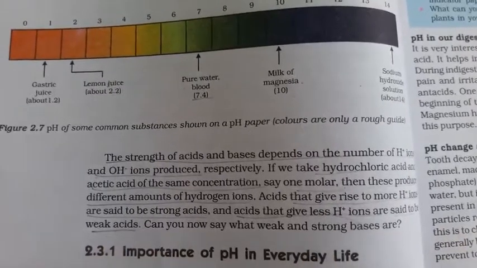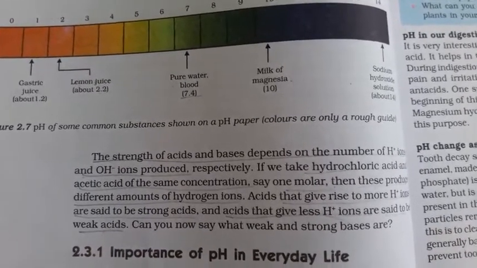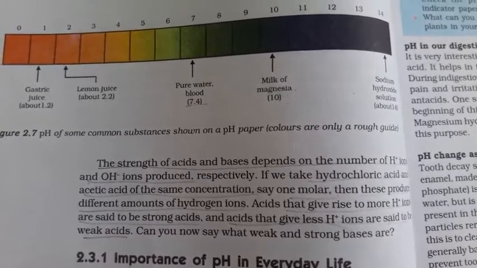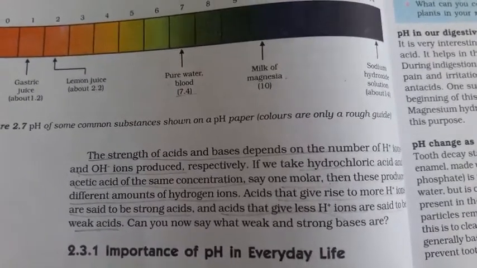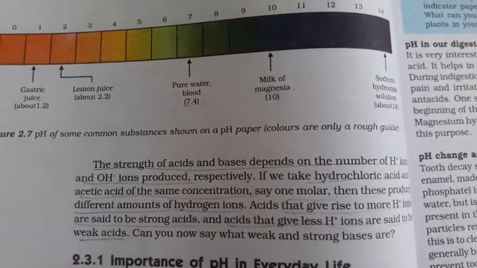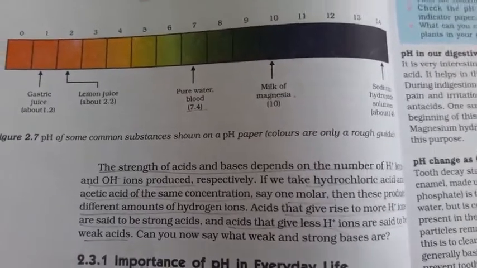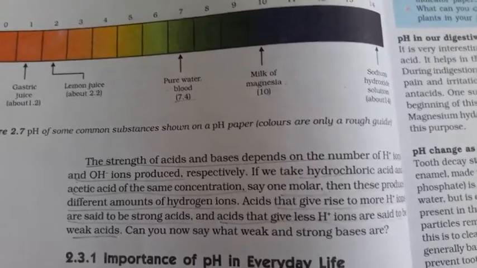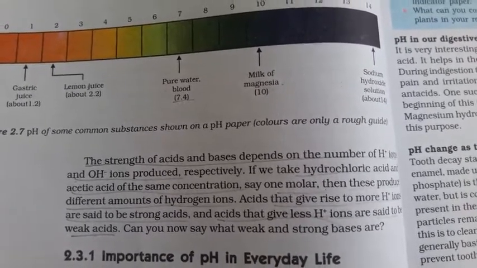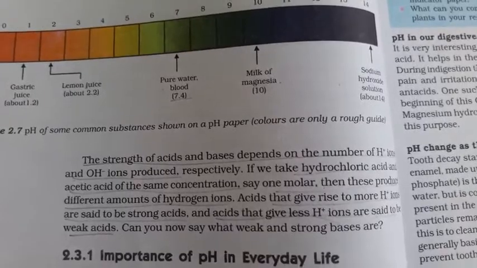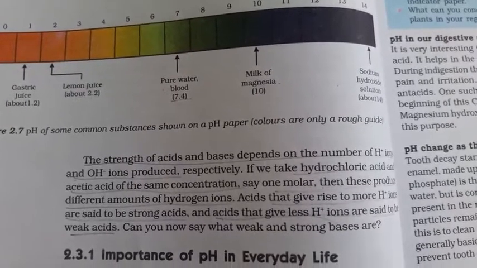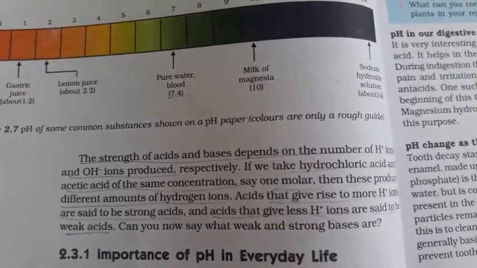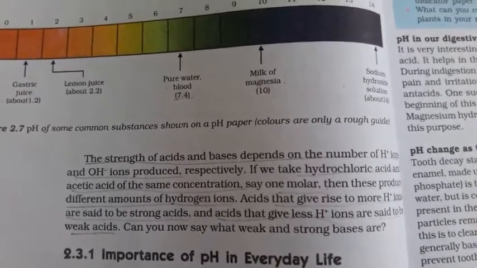That means it depends on how many H positive ions are given and how many are not given. More H positive ions, stronger acid; fewer H positive ions, weak acid. Similarly, in the case of bases, the more OH negative ions, the stronger the base, and the fewer OH negative ions given in a basic medium, the weaker the base.